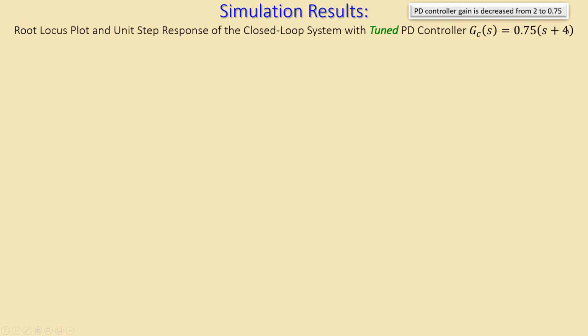So I've just, of course, kept the zero location at -4, that is unchanged as original, but I've changed this from 2 to 0.75. Why I did that is the following motivation. I know the zero location shifting doesn't really help, but I know that my settling time was fine, but the overshoot was a little bit larger.